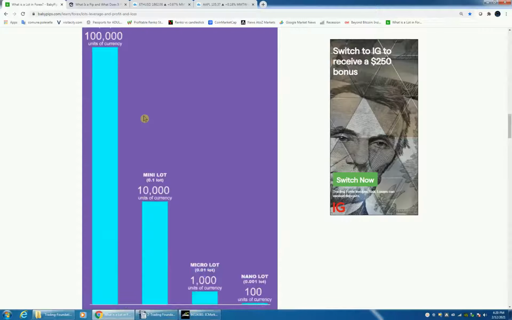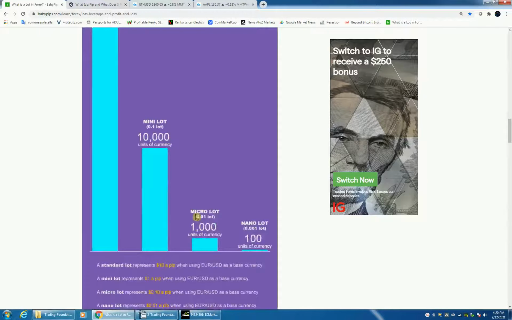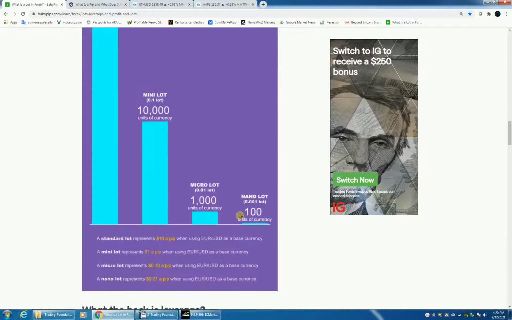When using the MetaTrader4 platform, the definition that you need to know in order to calculate your risk and reward is a standard lot, which is one lot. There's a mini lot, which is 0.1. There's a micro lot, which is 0.01, and a nano lot, which is 0.01. Nobody really uses a nano lot, but you can use it.